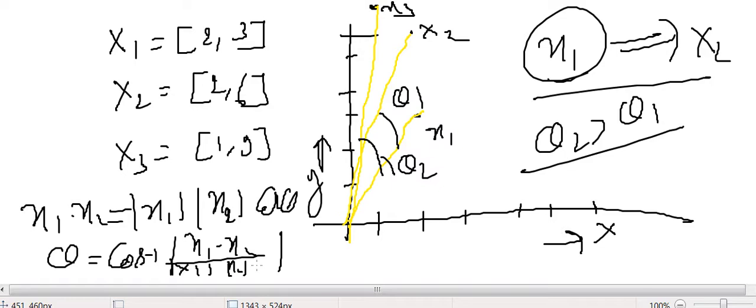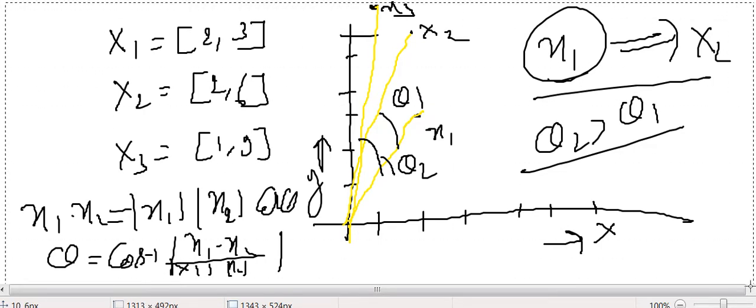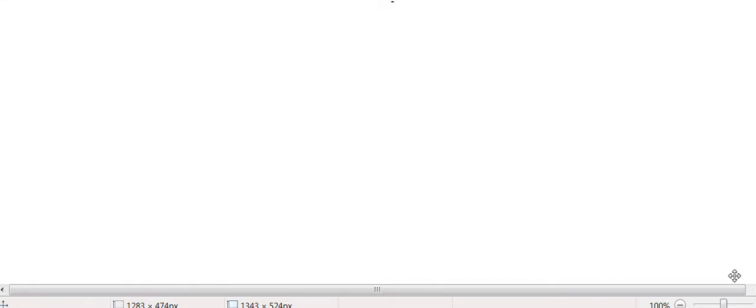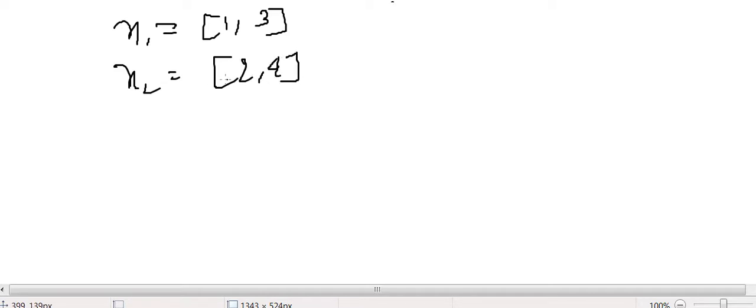Let's first calculate what the dot product is. Let's calculate the dot product. Suppose you have a vector x1, maybe 1 comma 3, and there is another vector x2, which is 2 comma 4. You have to calculate x1 dot x2, meaning the dot product.